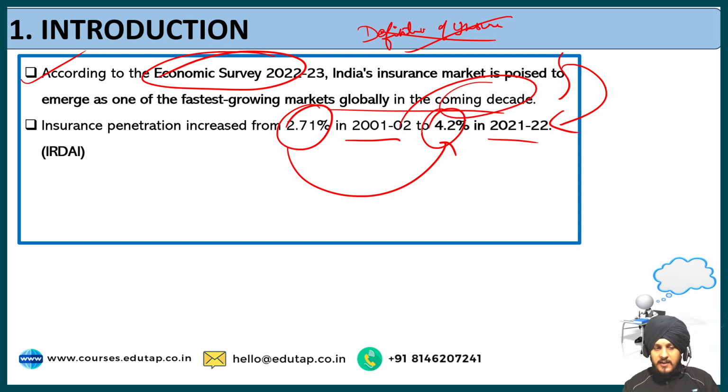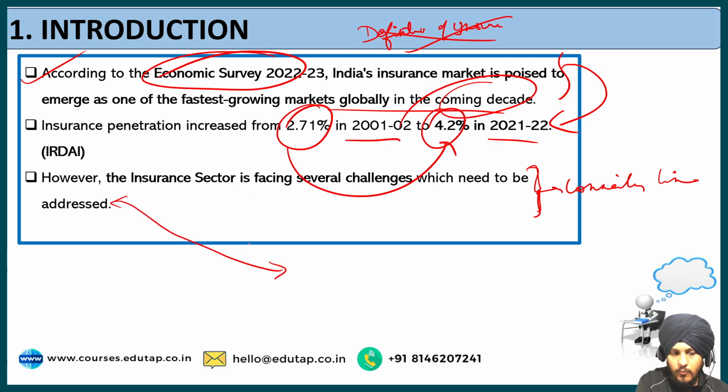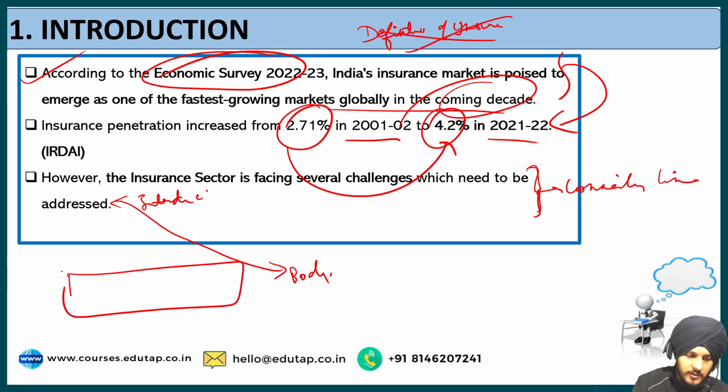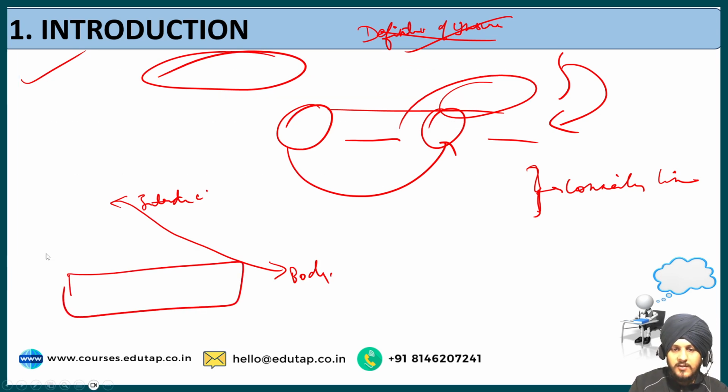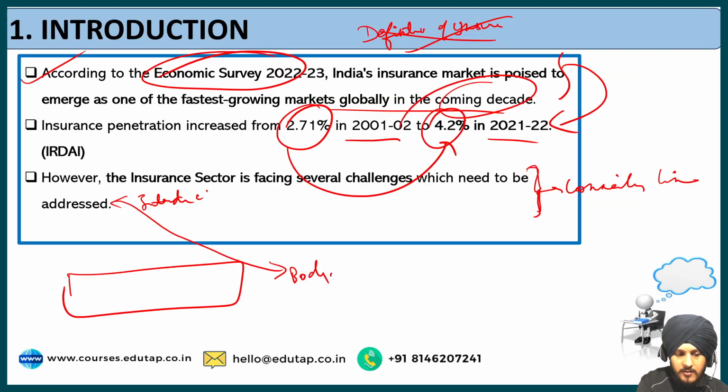Now, after writing the reference of the Economic Survey and giving some data to substantiate it, you can prefer writing a connecting line. What do you mean by connecting line? A connecting line is a line that shows some sort of linkage or logical flow between our introduction and the body. Because after this line, when we write the body, the question is asking about the different issues or challenges faced by the insurance sector. So what heading are we going to put here? We are going to put the heading related to the issues or challenges related to the insurance sector.